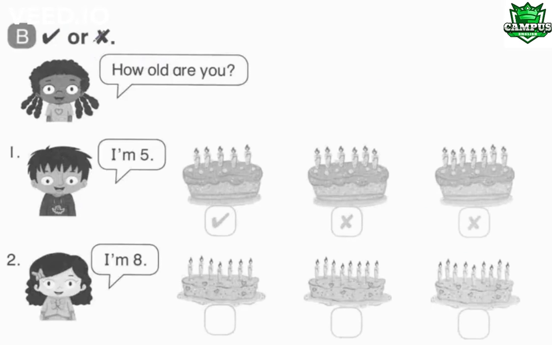B. Tick or cross. How old are you? 1. How old are you? I'm 5. How old are you? I'm 8.